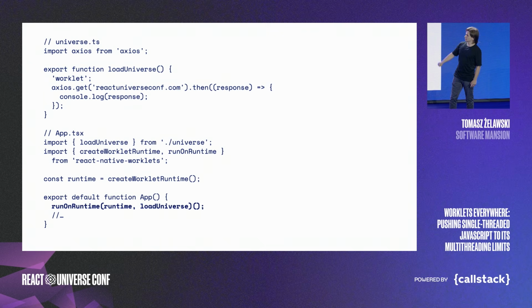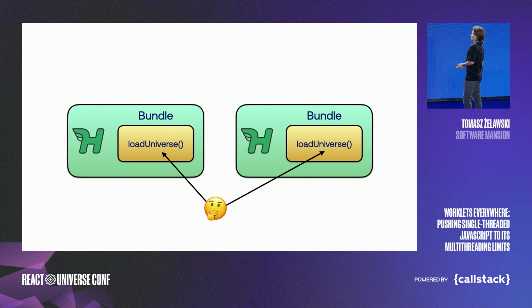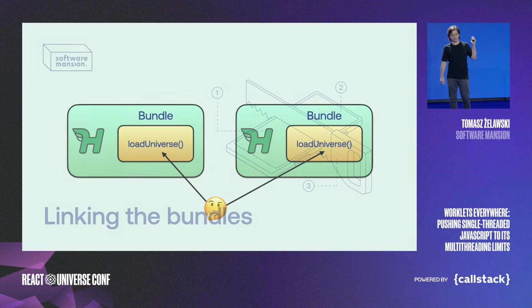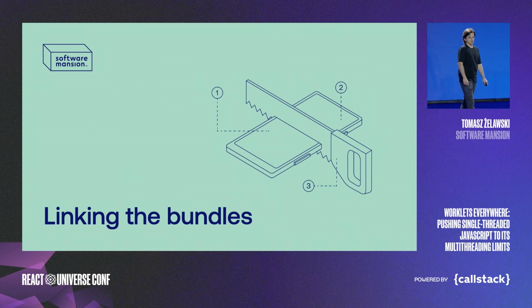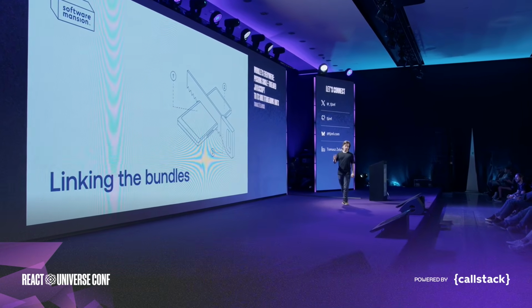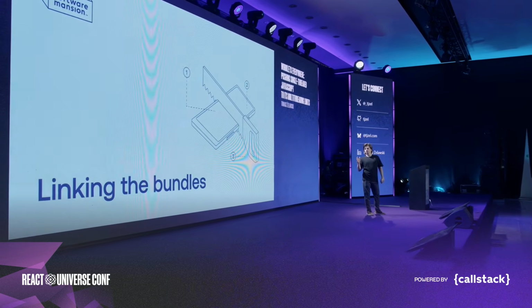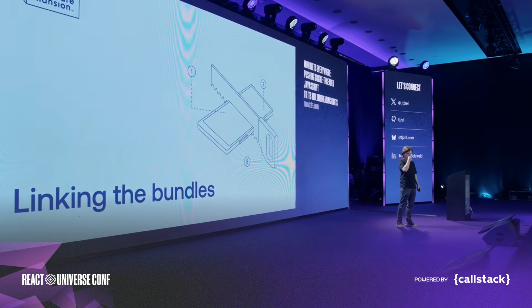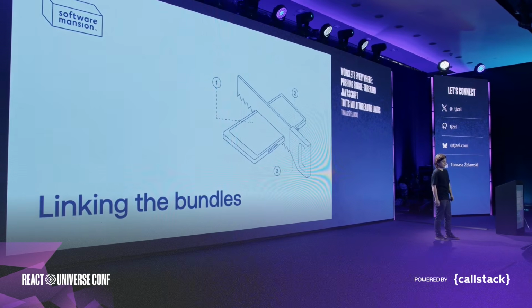So the API is really simple, but still the problem is, how do we tell the new runtime to use its own load universe function when we are still on the React Native runtime? How do we make that connection? How are we linking the bundles? And to figure out how to link them, we must understand the structure of the JavaScript bundle in your app made by Metro.